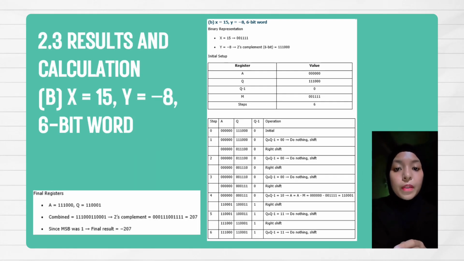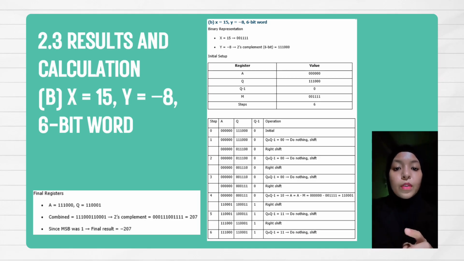Now, in part B, we multiply 15 and -8 using 6-bit format. X equals 15 is 001111. Y equals -8 is 111000. We initialize A 00000, Q 111000, Q minus 1 equals 0, and M 001111. The algorithm goes through 6 steps.